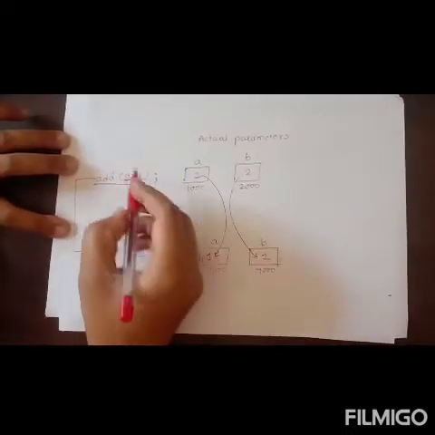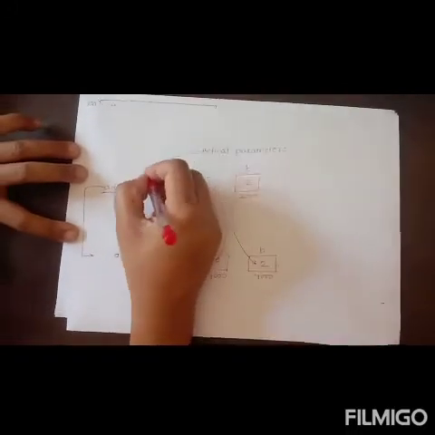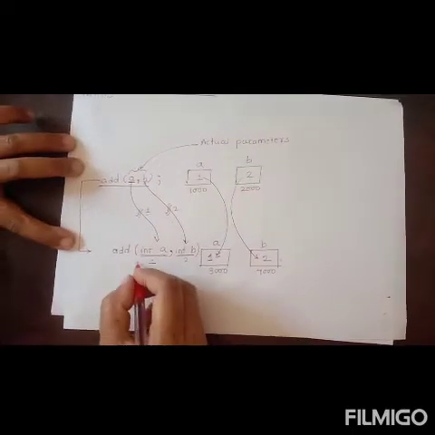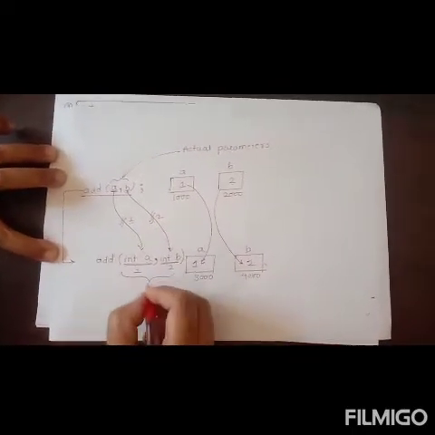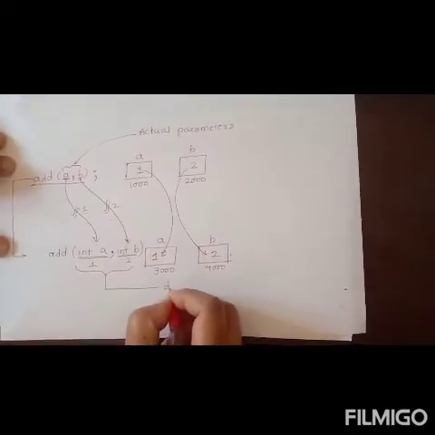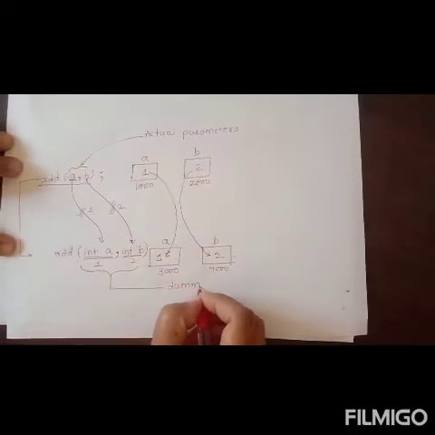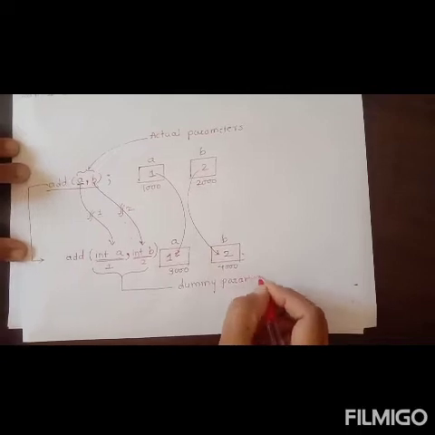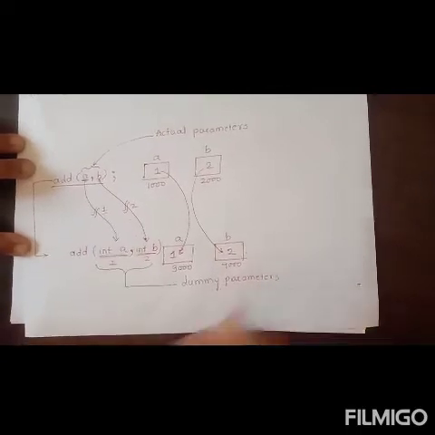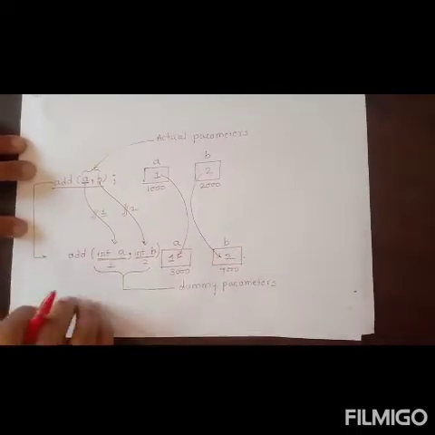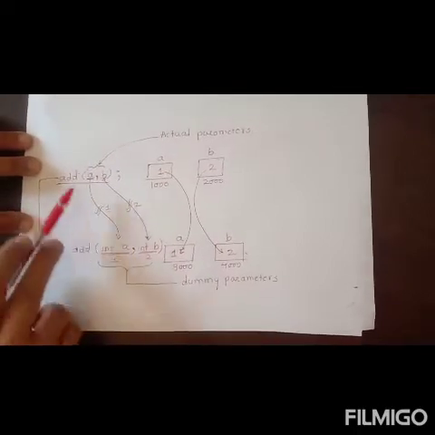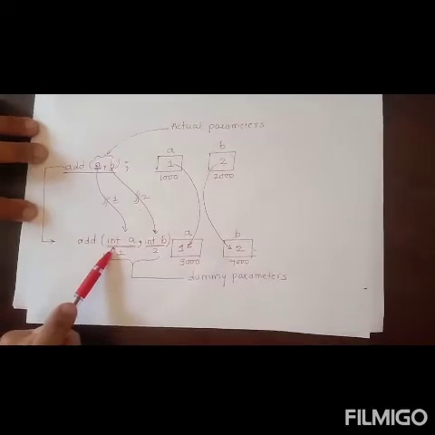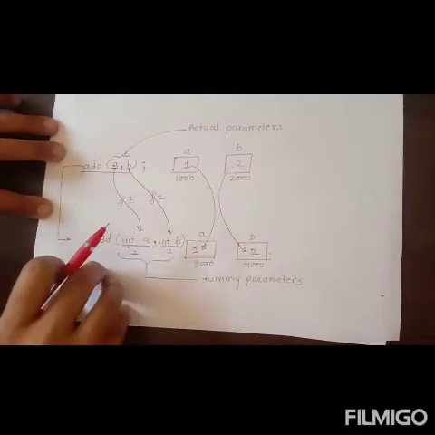So these are what? Actual parameters. And we are saying these are what? Dummy parameters. Okay, so this is the difference between an actual parameter and a dummy parameter.